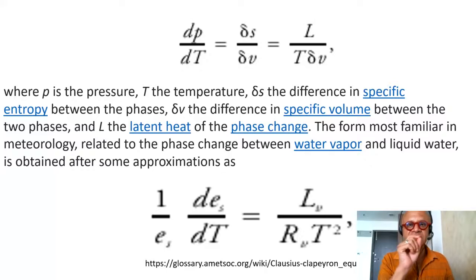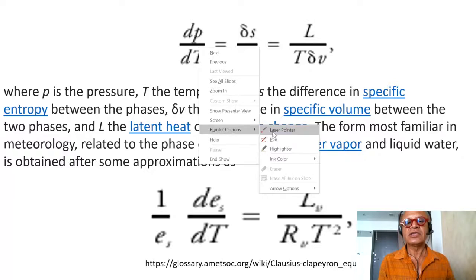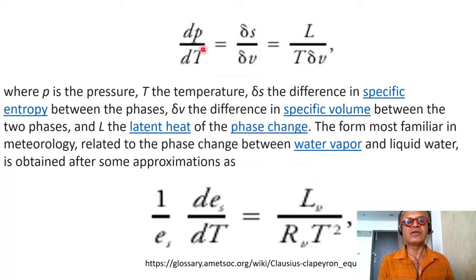And pressure also decreases, and the relation is given by this. I think you are familiar with enough math now to understand what this means. It's the change in pressure with temperature, and it is related to specific entropy divided by the difference in specific volume between two phases. So we are obviously talking about water to water vapor, or water vapor to water, and there are other phases as well, of course.